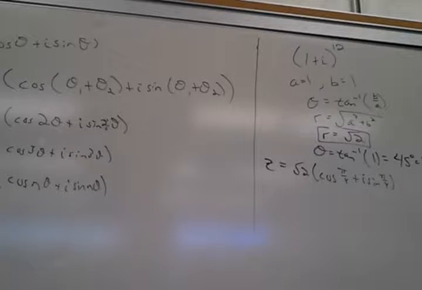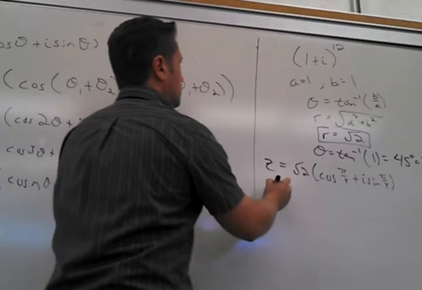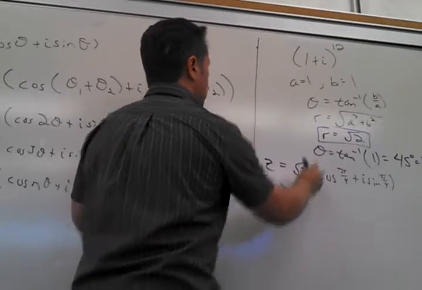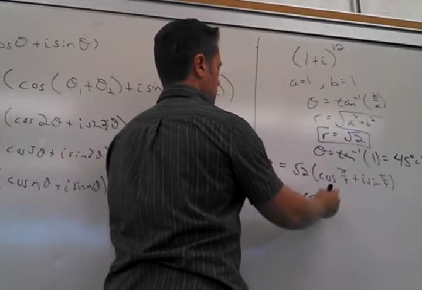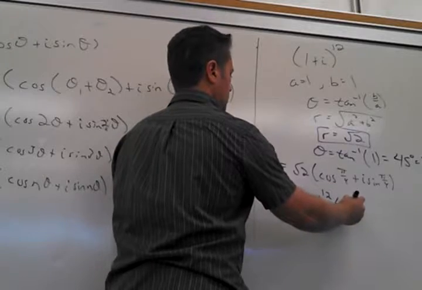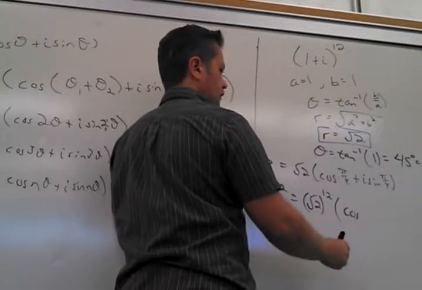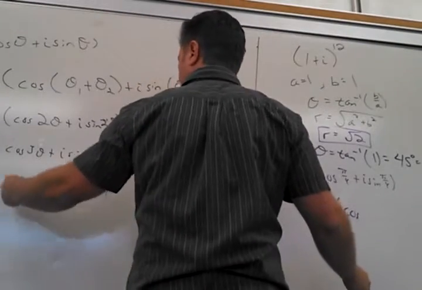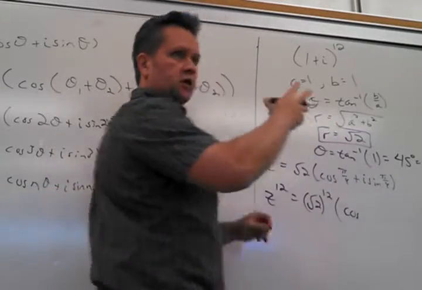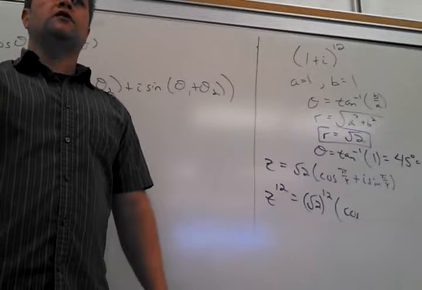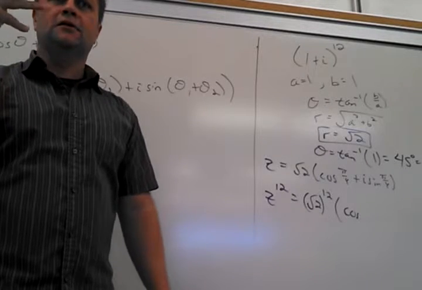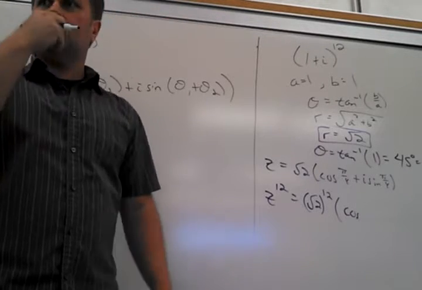All right. So when we first started talking about this, you're like, okay, now we're just playing with this. But you know that's what we're doing all the time. So what would Z to the 12th power be, which is really the question? Square root of 2 to the 12th, which is 64. Cosine of 12 times pi over 4. What's 12 times 1/4 pi? It's 3 pi, right?